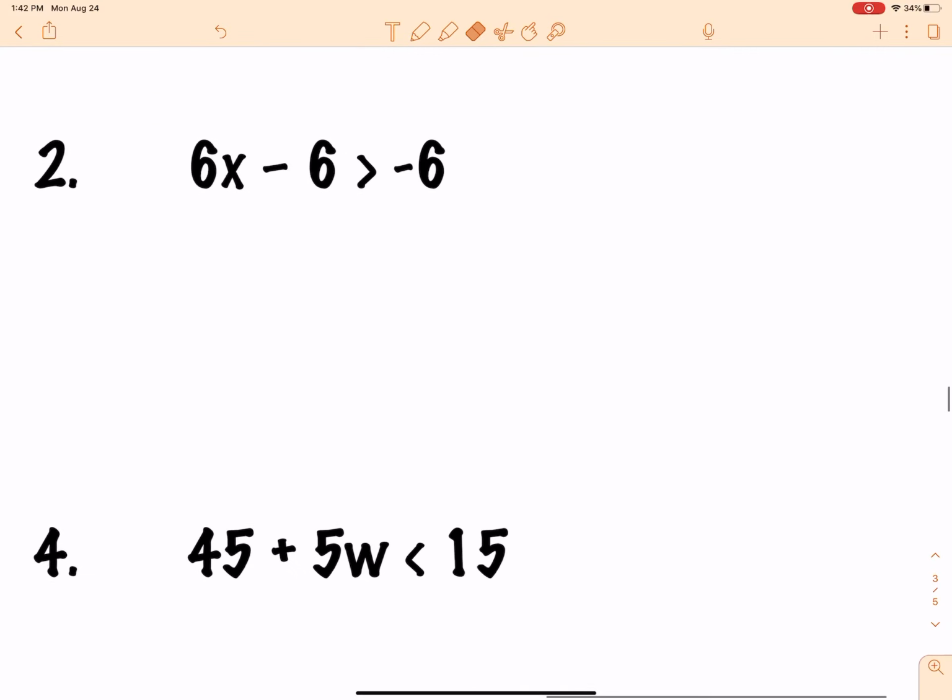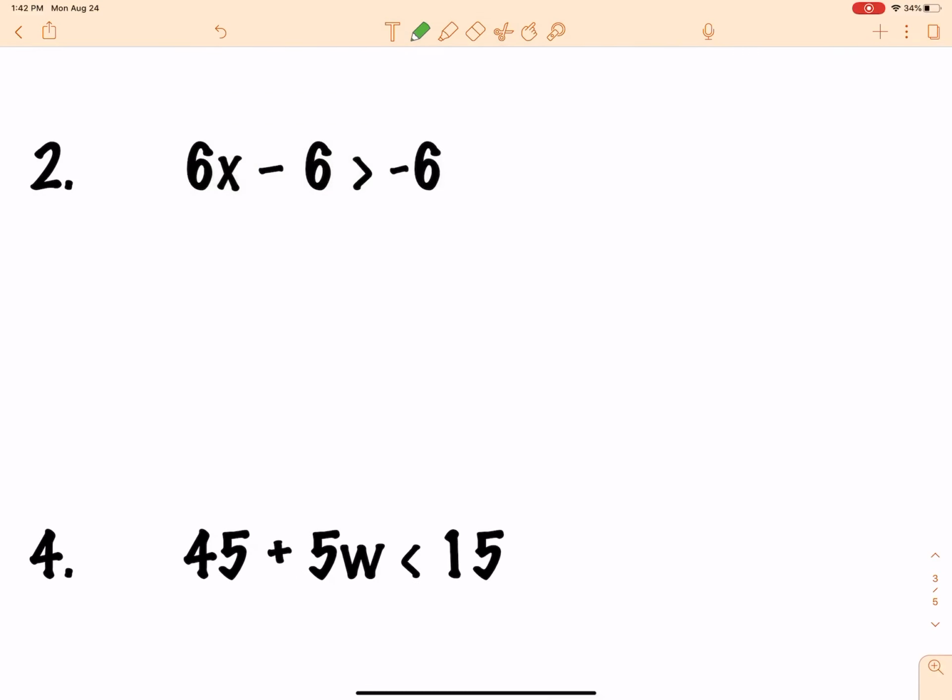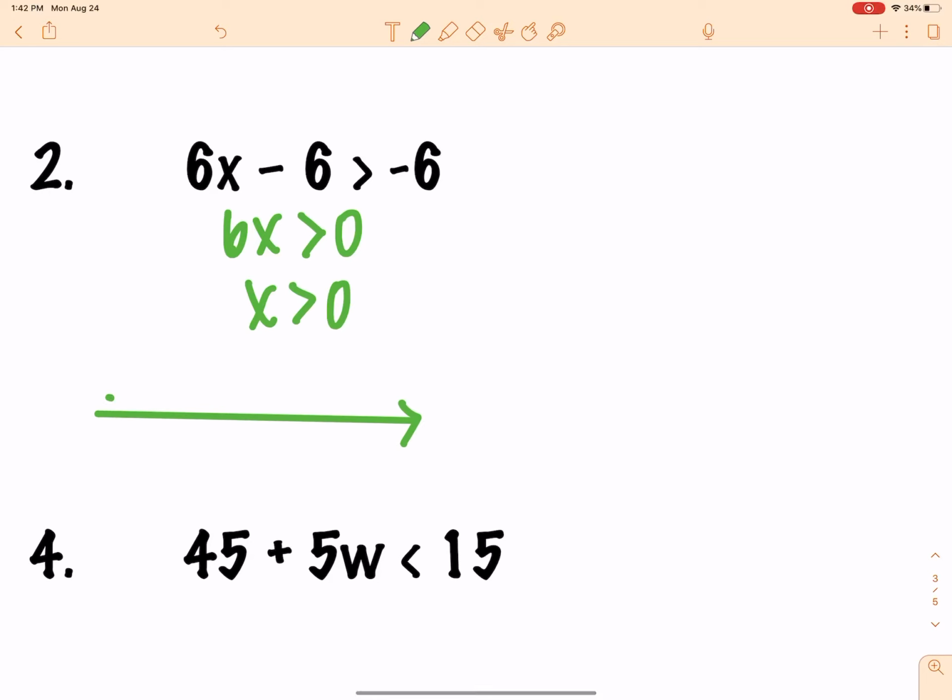All right, number 2, solving for x. So add 6 to both sides, you get 6x is greater than 0, so x is greater than 0. So the solving part is not what I'm worried about. I'm worried about you guys writing these in notations. So for practice, we need to do the graph. So open circle on 0 to the right. It's all the numbers that are greater than 0.